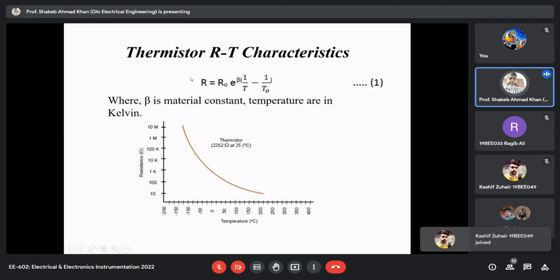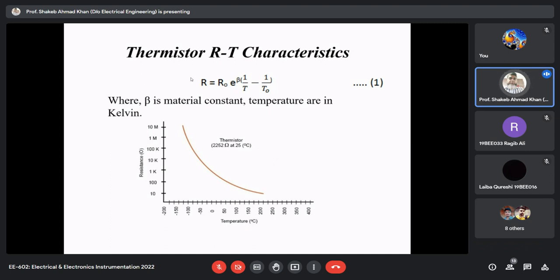Like I told you, in case of RTD, RT is equal to R naught 1 plus alpha delta T is a very popular calibration equation, but it is a linear approximation, and you can say it is the most primitive kind of RT relationship. There are other models also in the literature, although it is not in your course, so I didn't discuss that.